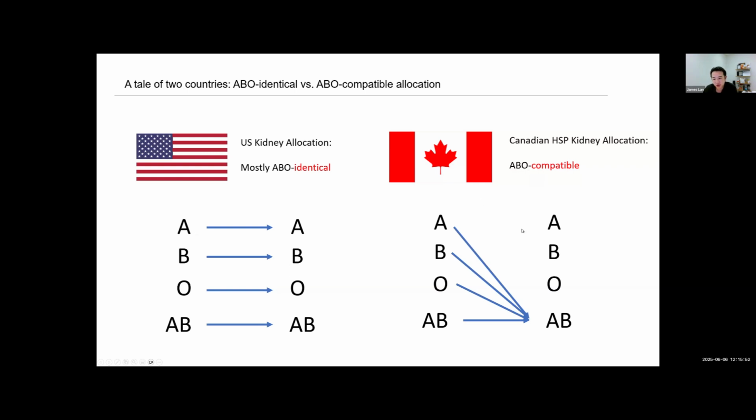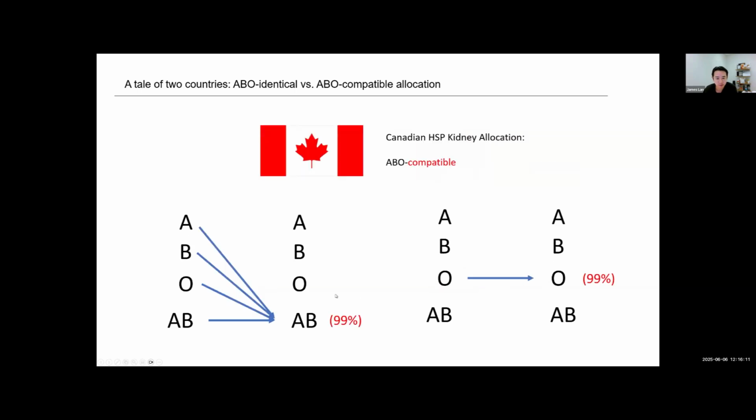But in Canada, we're a little different. Someone who's blood type AB can get access to compatible donors, essentially all the blood types in the population. But that is not the case for blood type O patients. They can only get it from the O donor pool. So right away, you can see there's a disparity here if we do not adjust for ABO.